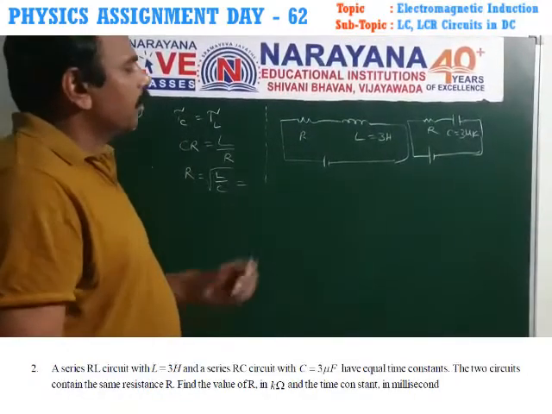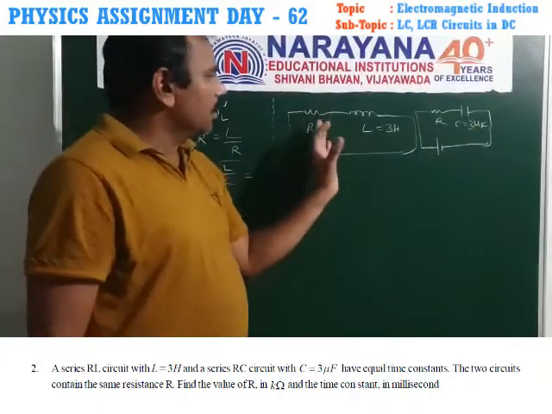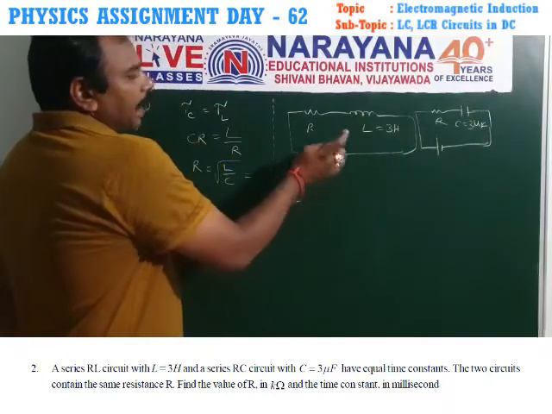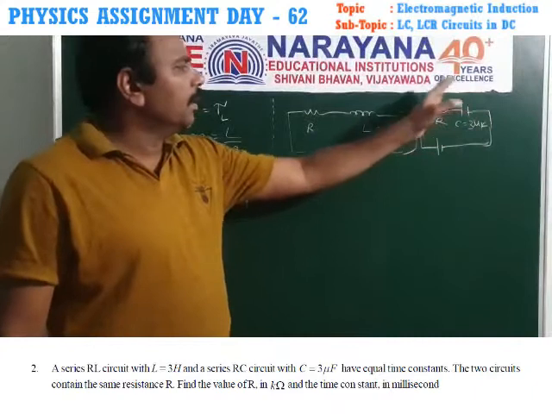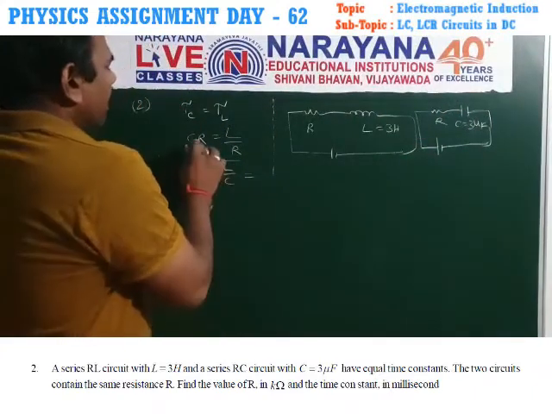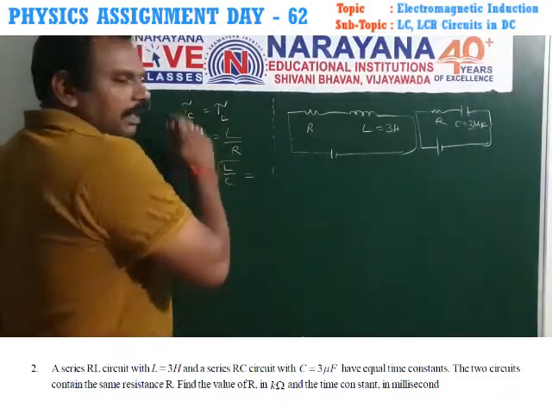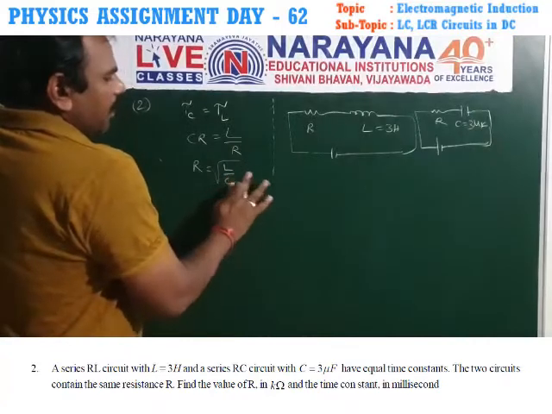The second sum: a series RL circuit and RC circuit, both. This is series RL and RC. Here the time constant in the RL circuit is equal to the time constant in the RC circuit. The time constant for the RC circuit is here, and the time constant for the RL circuit is L by R. So by using this, we have to find the R value.